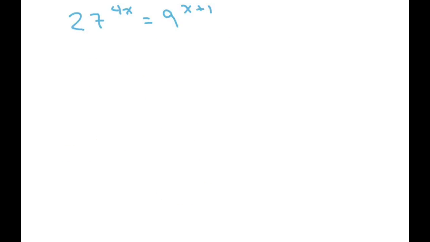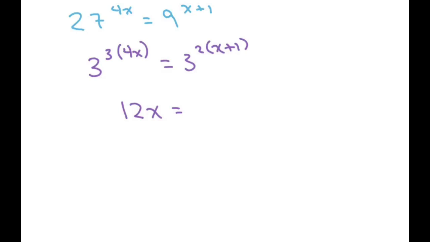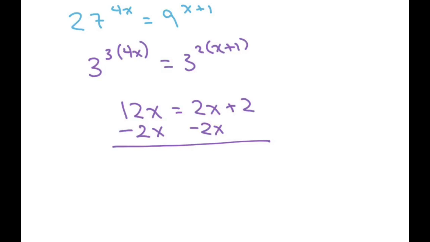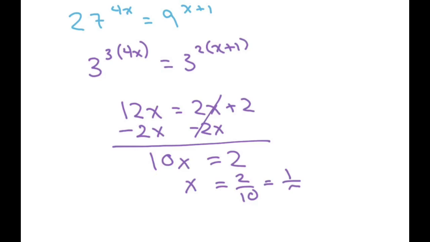And this one, I'm going to write this as 3 cubed times 4x equals 3 squared times whatever's there, which is x plus 1. My bases are the same. You just multiply and you can get 2x plus 2. And then just subtract 2x from both sides. So you get 10x equals 2. So x equals 2 over 10, which equals 1 over 5.